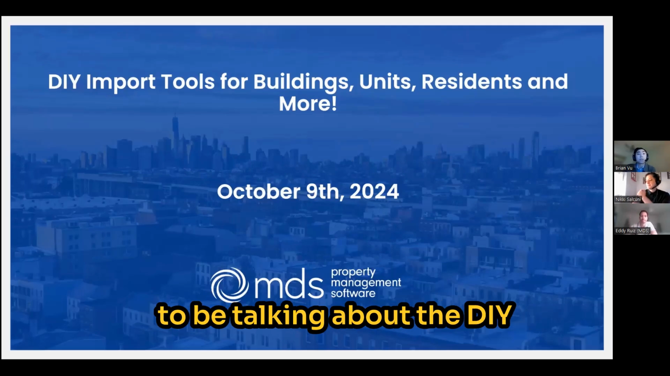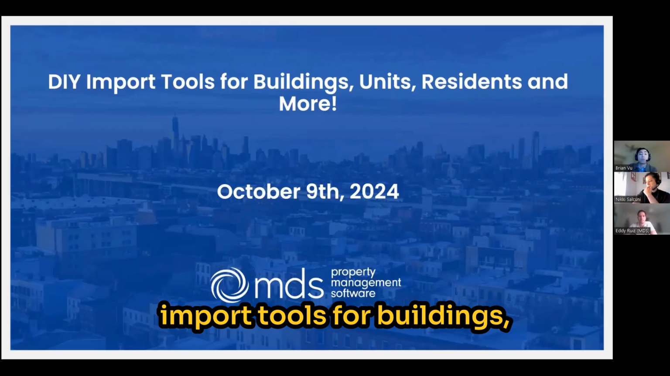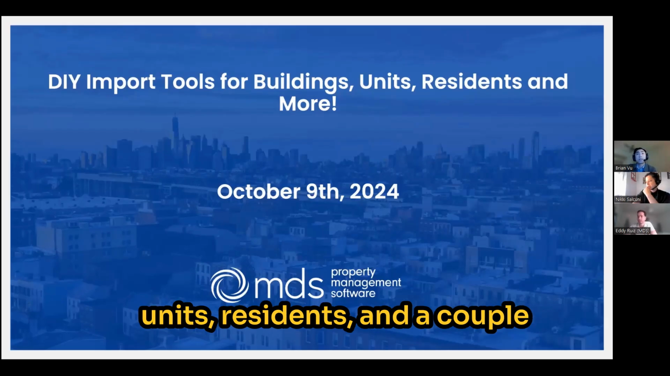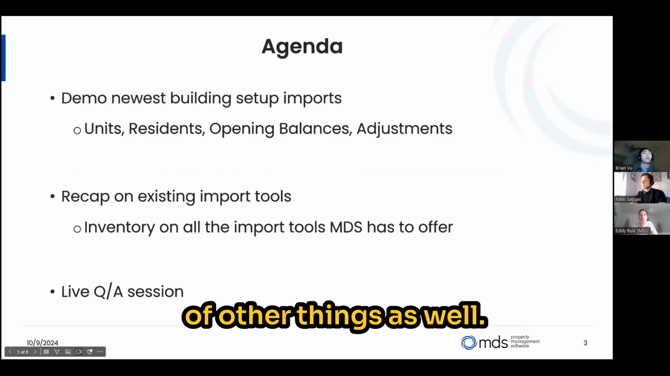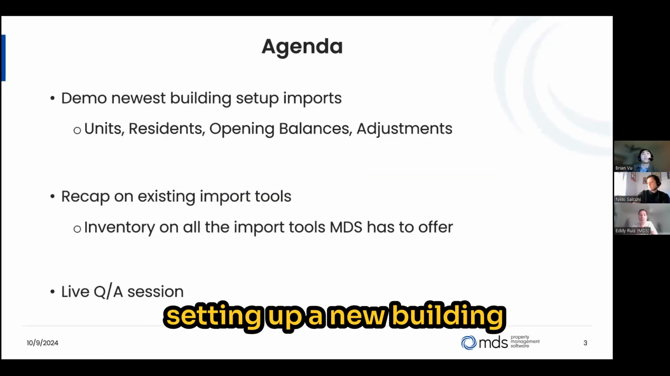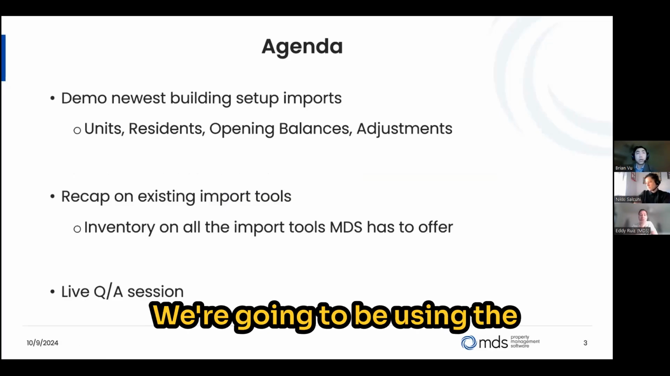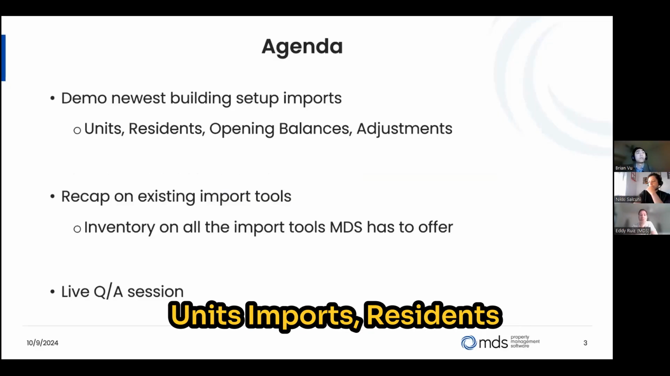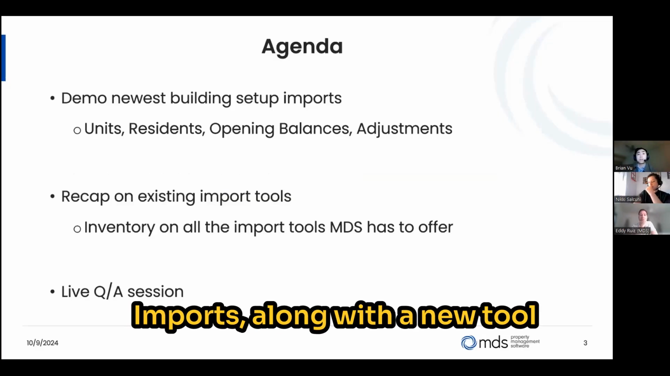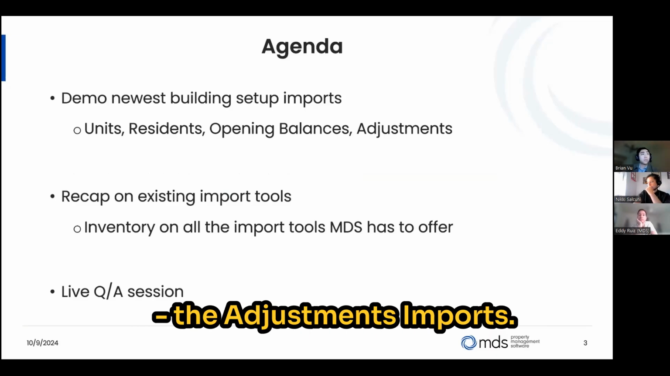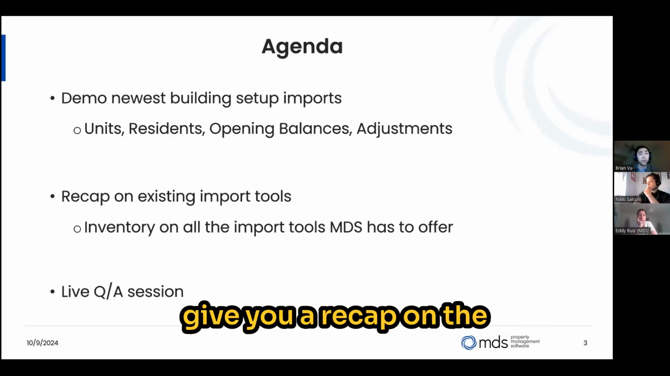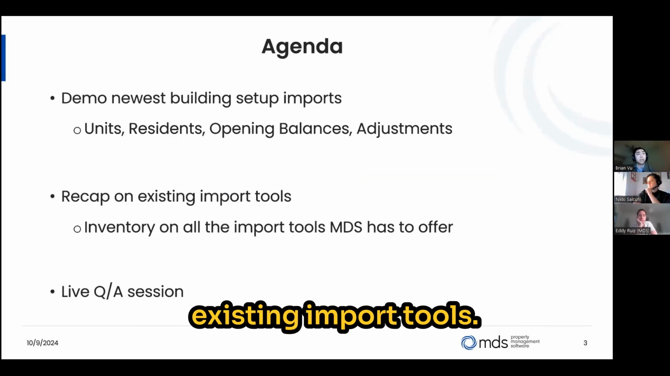And today we're going to be talking about the DIY import tools for buildings, units, residents, and a couple of other things as well. We're going to demonstrate setting up a new building using import tools. We're going to be using units imports, resident imports, and opening balances imports, along with a new tool that we just came out with, the adjustments imports. And then we're going to give you a recap on the existing import tools.